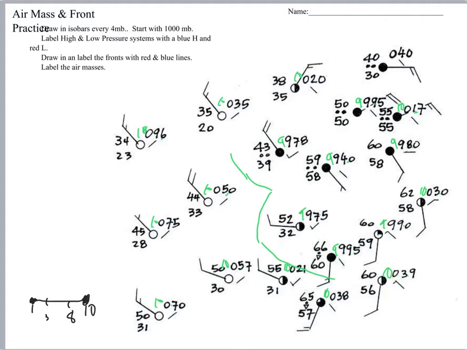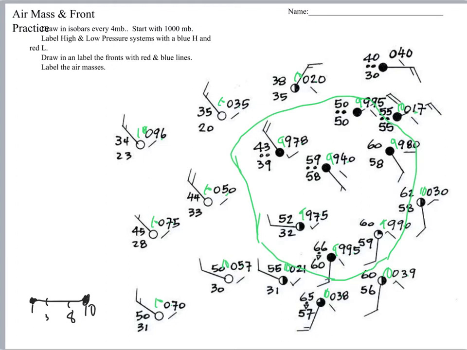Now when you're drawing your isobar lines, they're either going to do one of two things. They're either going to connect, most likely in a circle, or they're going to run off the page. And there we go. Now most likely my isobar line is not going to make a turn quite like that, so I'm going to sort of even it out there.